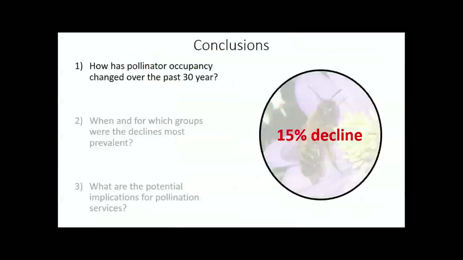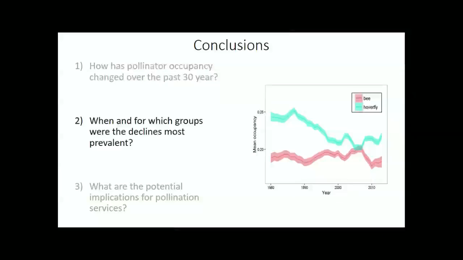So just to round things up, I'll link back to the original questions. In terms of how our bees are doing over the last 30 years, we've seen a 15% decline on average across species, and we found that 29% of species showed significant declines. If we think about the long-term trends and how they vary between groups, you can see that we've had a slow, gradual decline of hoverflies compared to the declines in bees, which are driven by these 3 really bad years in the late 2000s.